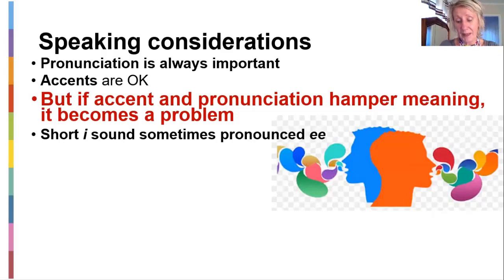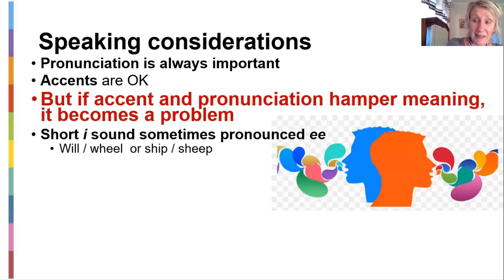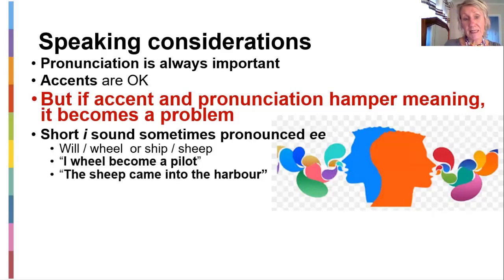sound. Okay, what do I mean? So if I say I will do this, I will say I will do that. All right. If I say there is a ship in the harbor, I will say there is a sheep in the harbor. So think about sentences. If you say I will become a pilot instead of I will become a pilot, people might think about where does this will come in? So there becomes a problem in understanding. Or the sheep came into the harbor. People wonder, well, how did the sheep come into the harbor?